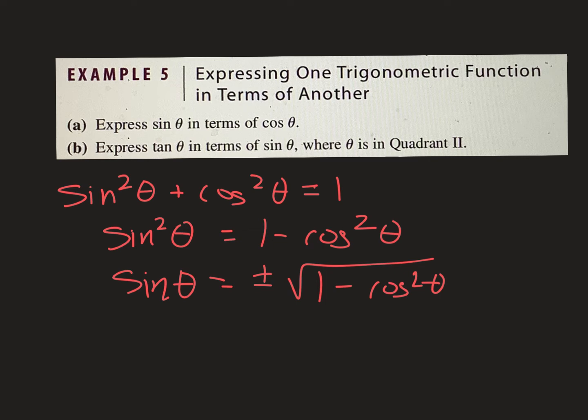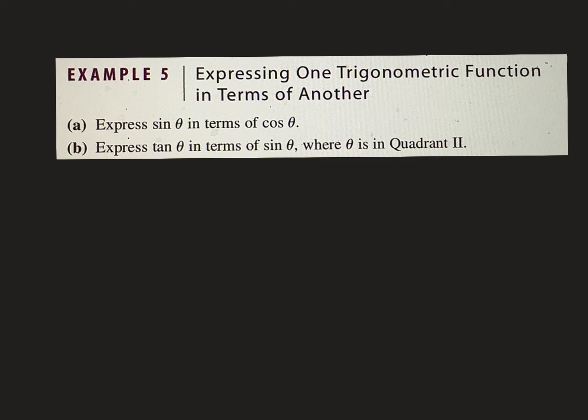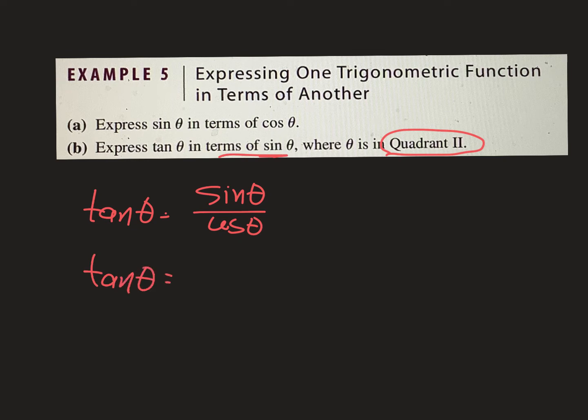Part B says express tangent in terms of sine. Tangent, remember from the last slide, is sine over cosine. Now, the problem here is I just need sine. And it also tells me it's in quadrant 2, which means sine is positive, cosine is negative. Just like we just did, it is also true that cosine is plus or minus the square root of 1 minus sine squared theta. And I would have it right there. That's tangent in terms of just sine.